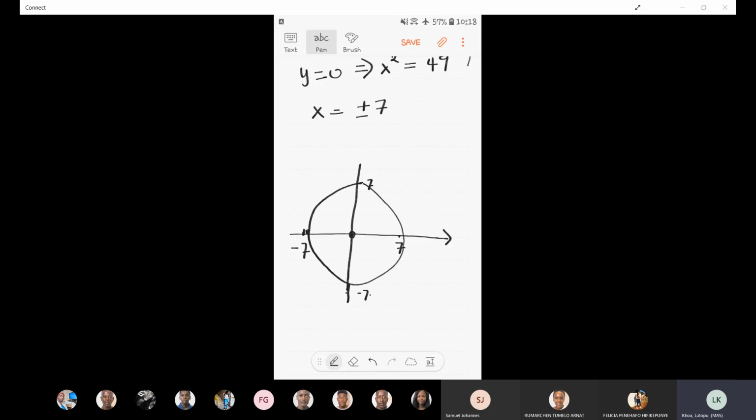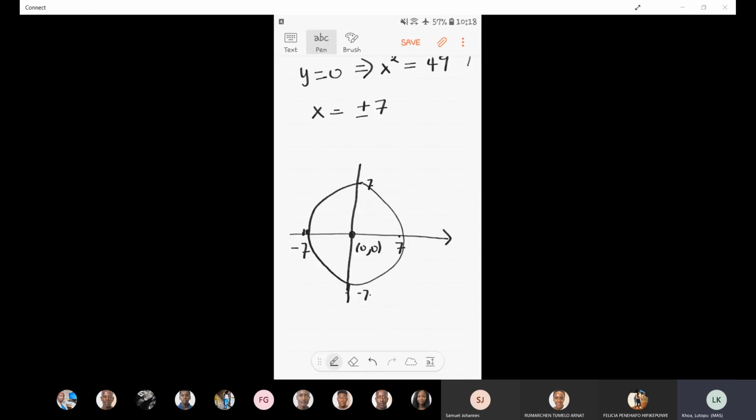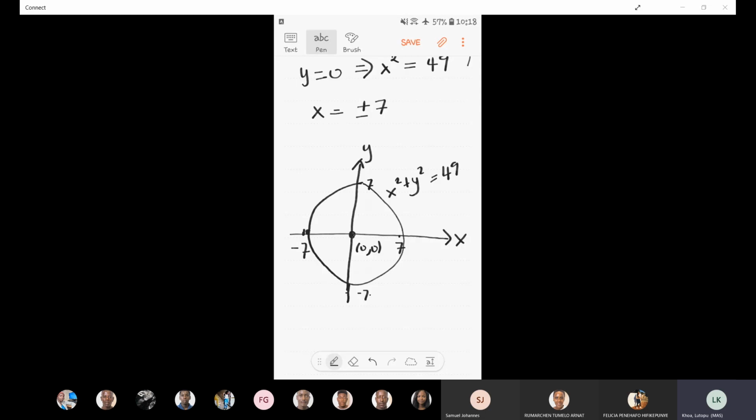So that's that point there, 7. And then you can label the origin, but the origin is not necessary to label. I must see the x and y axis labeled. And this is x squared plus y squared equal to 49. And that's it. Okay, so I need to see the x and y axis labeled, the graph itself labeled, the center labeled, and that's it, with the intercepts as well.